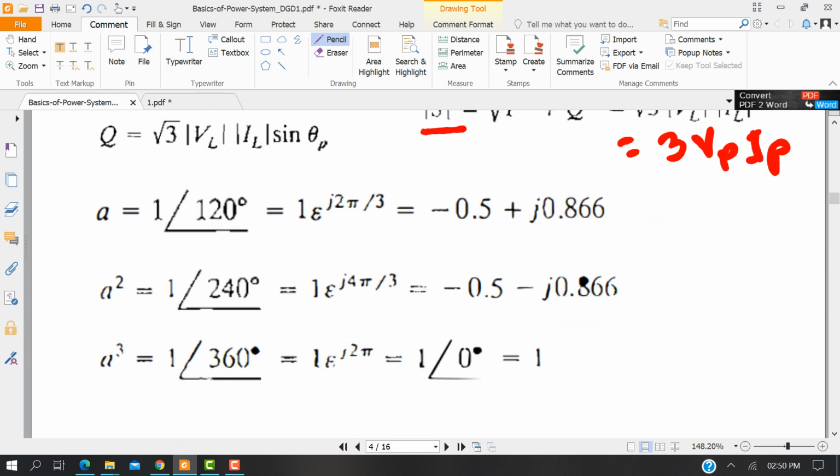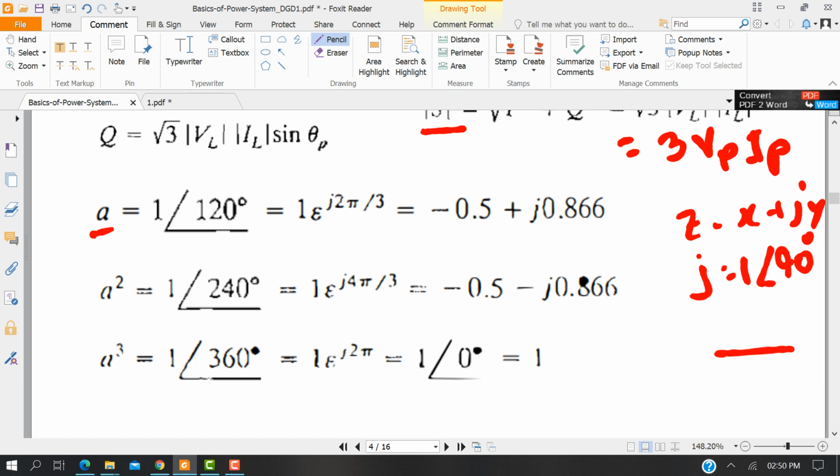Now I would like to introduce the operator a. So you see that in j equal to x plus jy, the imaginary expression is just called an operator. So j can be expressed as 1 angle 90 degrees in a counterclockwise direction. This is x and this is y, actually it is jy, and here you see that it's 90 degrees and it's anticlockwise or counterclockwise direction.